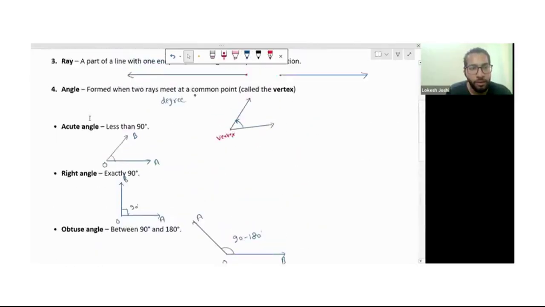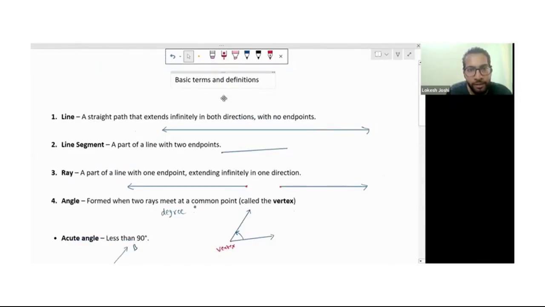So it's all for this part of the video in which we have done some basic terms and definitions also about what is angles and what are their parts.